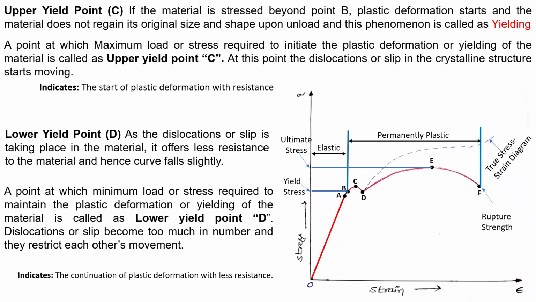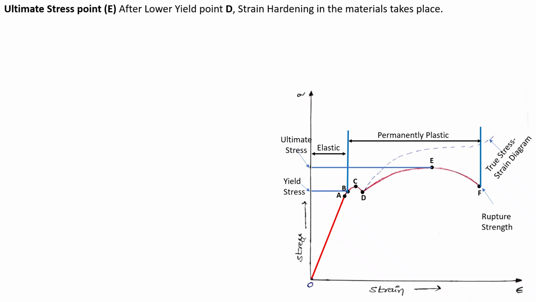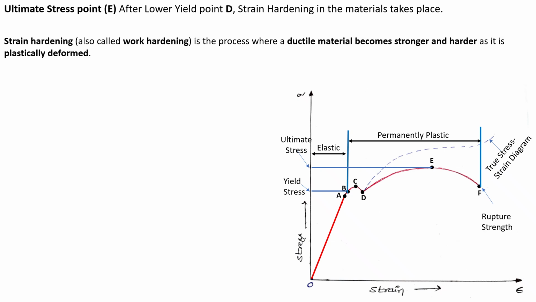Okay, next we have to look for the next point on the stress strain curve, the point E, that is the ultimate stress point. So after the lower yield point, point D, strain hardening in the material takes place. First we have to look at what we mean by strain hardening. Strain hardening, also called work hardening, is the process where a ductile material becomes stronger and harder as it is plastically deformed.